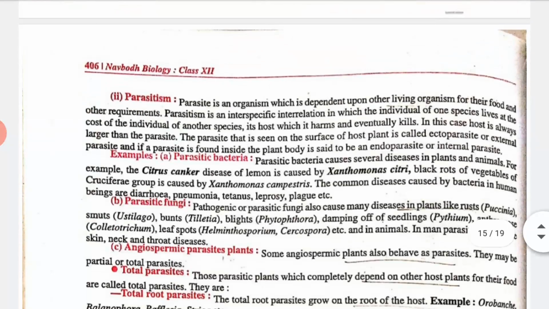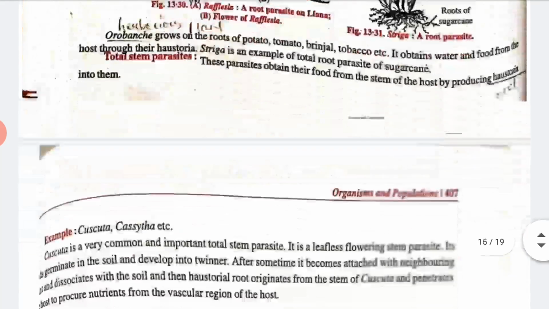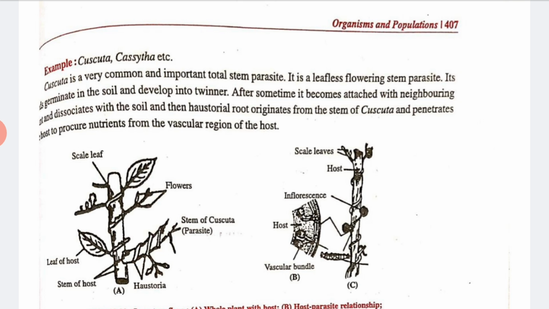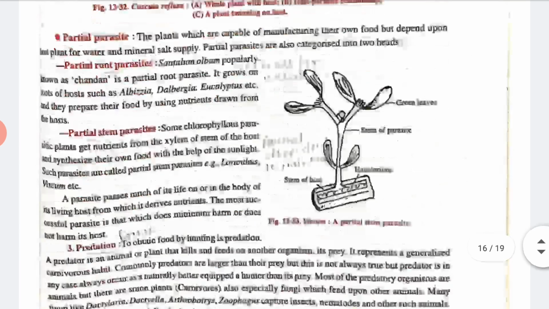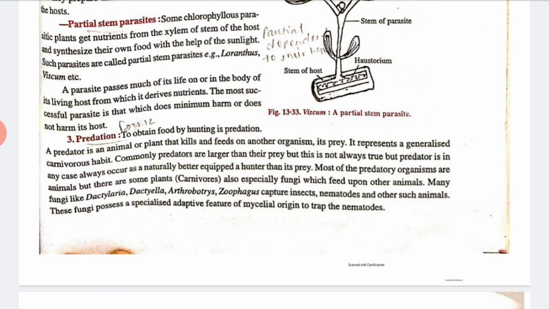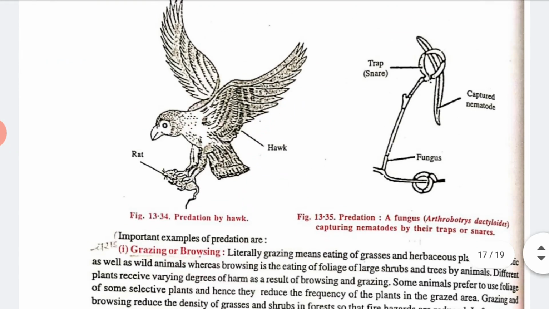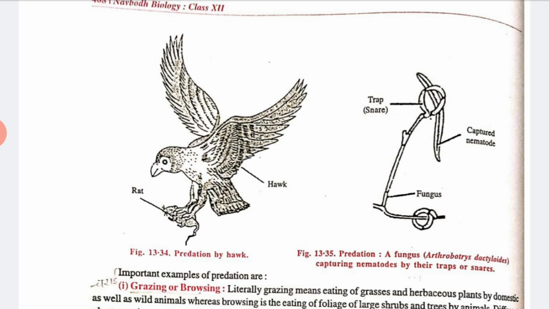So in this way we have many types of examples and categories, you can see. Now we will talk about predation. What is predation? It means to obtain food by hunting. By hunting we can obtain any type of food. A predator is an animal or a plant that kills and feeds on another organism, or preys on it, so it represents a generalized carnivorous habit. Clear? Now we have some examples, you can see in this picture. Yes, this hawk and rat. Okay, so this is also about predation.